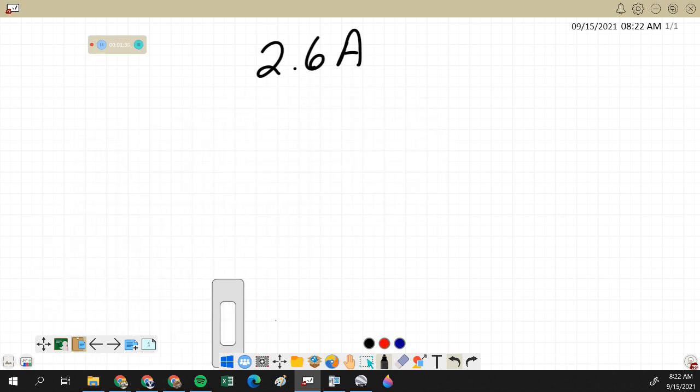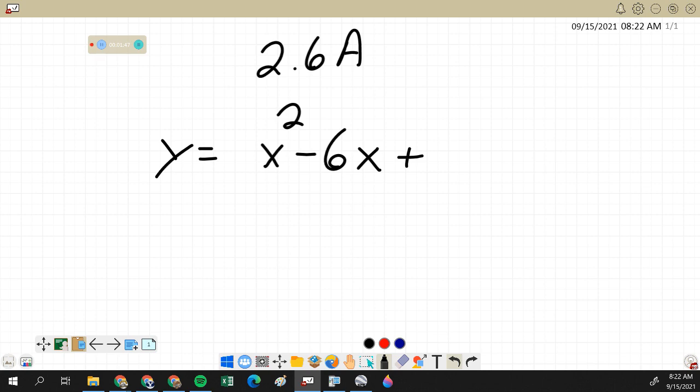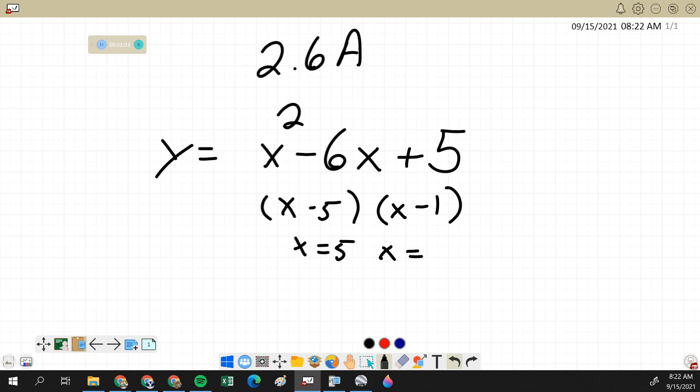Well, what if I had, oh, sorry, no, that'll work. We could factor that and find its roots. So that would be x minus 5 and x minus 1. So x is equal to 5 and x is equal to 1. Okay? So we know where it hits the x-axis.